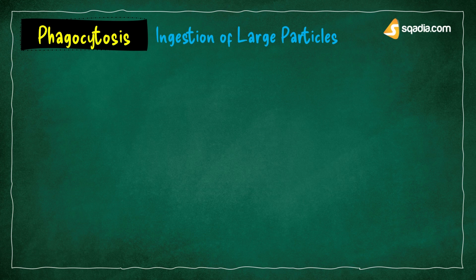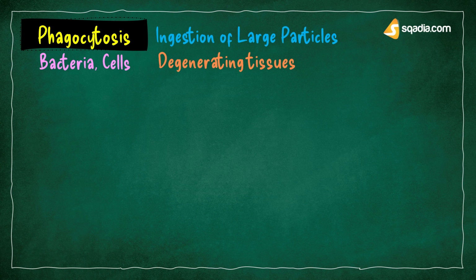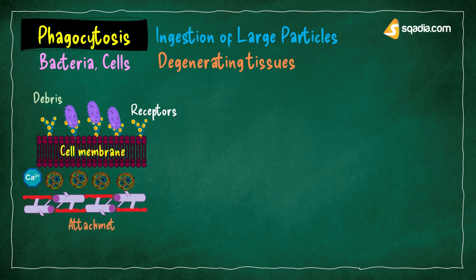Phagocytosis means the ingestion of large particles, such as bacteria, whole cells, or portions of degenerating tissue. Phagocytosis occurs in much the same way as pinocytosis, except that it involves large particles rather than molecules. Phagocytosis starts when a particle such as a bacterium, dead cell, or tissue debris binds with receptors on the surface of the phagocyte. The process is the same as pinocytosis, but let us revise it a bit.